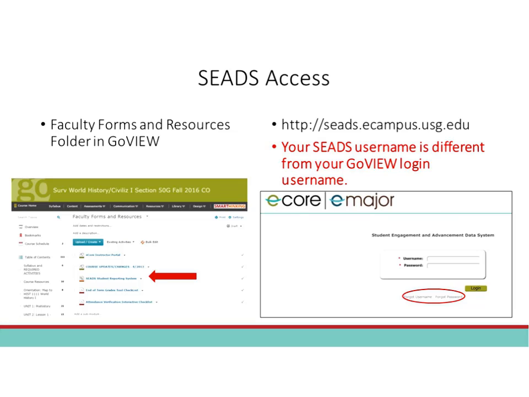And something that's really important that we have to remind our faculty every year is that your SEADS username is not your GoView username. It's going to be a different one. And if you're not sure about that, you can always hit that Forgot Username link on the bottom. If you know your username but you don't know your password, we have a Forgot Password link down there as well. But if either of those don't work, or if you're just not sure about it, you can always email us and just let us know, and we will help you get logged in.